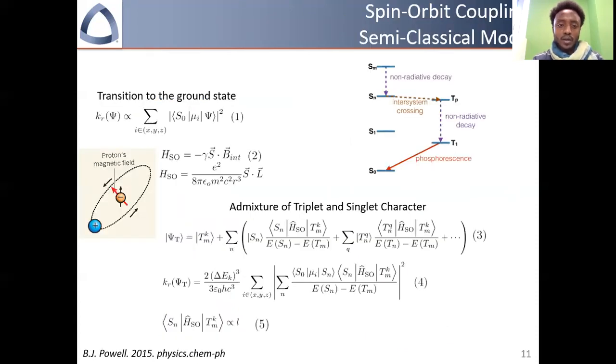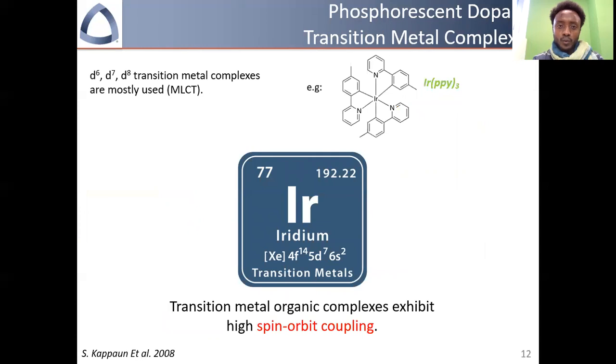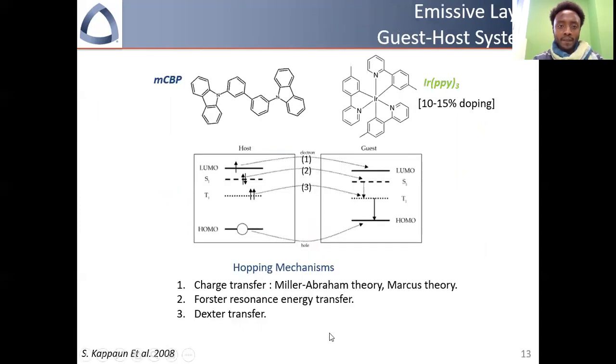Phosphorescence is enabled by spin orbit coupling, which is basically adding some singlet character to the triplet states, hence allowing them to transition down to the ground state radiatively. We use transition metal complex based phosphorescent dopants in phosphorescent devices because they have strong spin orbit coupling. And the way we do this, we have a host of fluorescent material in which we dope about 10 to 15% of these phosphorescent dopants. And you want to make sure that the energies of these phosphorescent dopants are inside the host energies so that you can transfer all your excitons onto the guest molecules where they're going to decay down through phosphorescence.